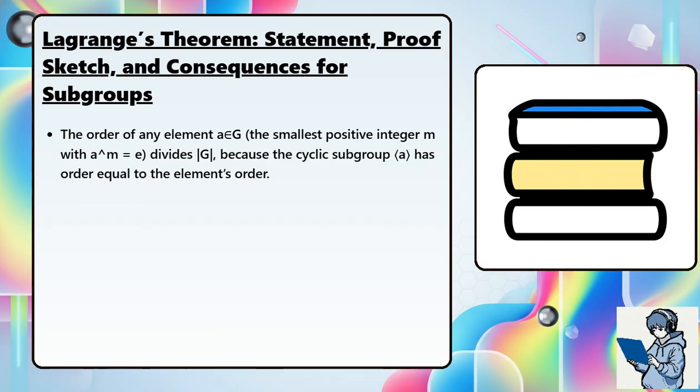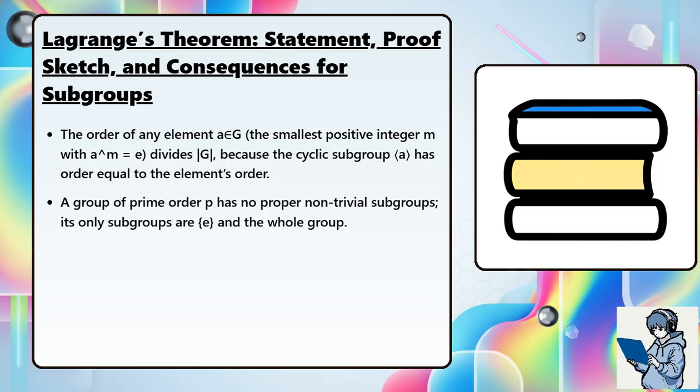The order of any element in G, which is the smallest positive integer m such that a to the m equals the identity, divides the order of G, because the cyclic subgroup generated by a has order equal to the element's order. A group of prime order p has no proper non-trivial subgroups. Its only subgroups are the trivial subgroup containing only the identity and the whole group itself.